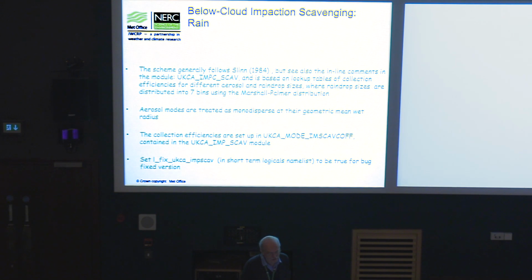Below cloud impaction scavenging, I'm not that familiar with. It's based on the collection efficiencies for differing aerosol and raindrop sizes, where the raindrop sizes are assumed to be distributed into 7 bins using a well-known distribution. Aerosol modes are treated as monodisperse, i.e. they have one radius.